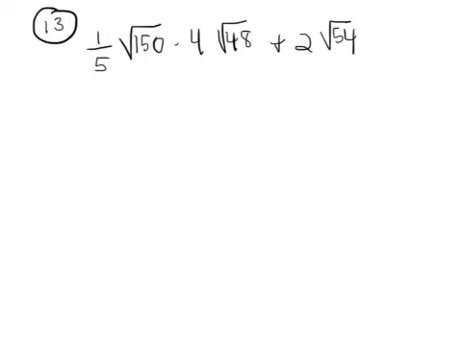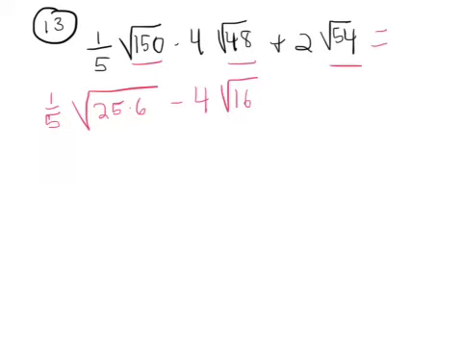Okay, so in order to simplify our expression in number 13, I've got to simplify each of these radicals. So I'm going to break them down into their factors, looking for perfect square factors. 150 is 25 times 6. This is subtraction, sorry. 48 is 16 times 3, and 54 is 9 times 6.